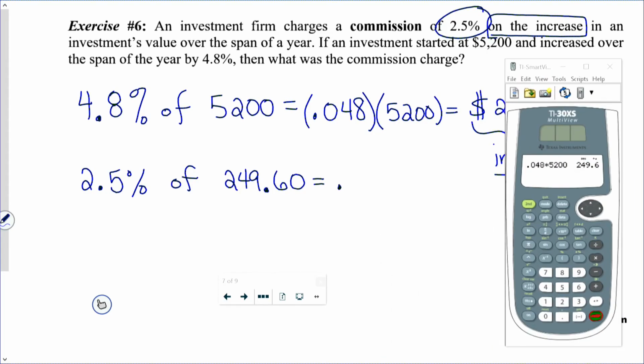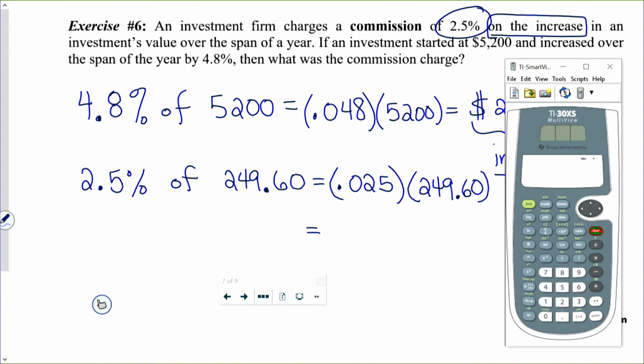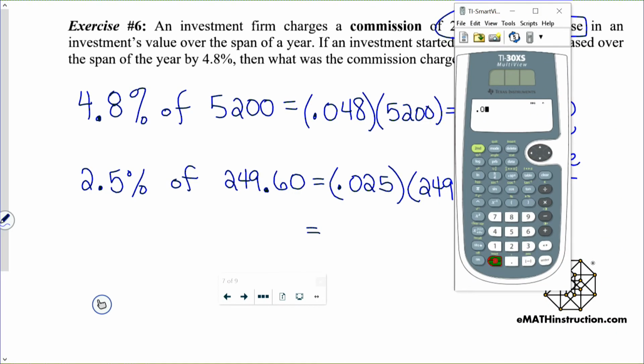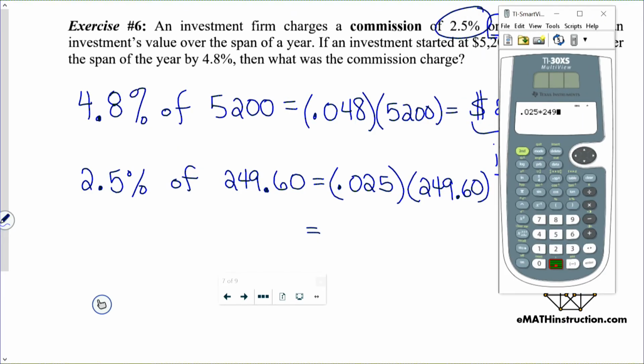I'm just going to do 0.025 times $249.60. And this is going to be equal to what? Well, let me clear this calculation out. Let me bring this up a little bit. 0.025 times $249.60, and that's going to be $6.24.